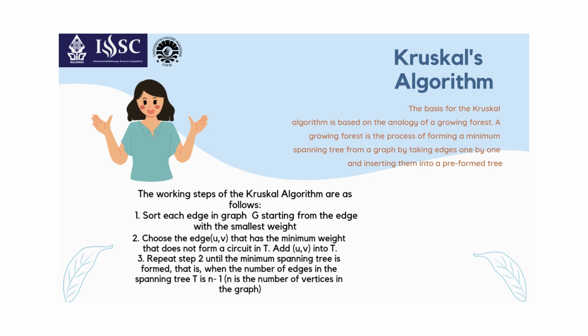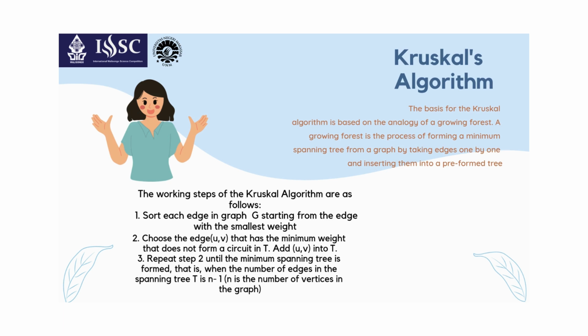The working steps of the classical algorithm are: first, sort each edge in graph G starting from the edge with the smallest weight. Second, choose the edge (U, V) that has the minimum weight and does not form a circuit in T. Add (U, V) into T. And the last, repeat step 2 until the minimum spanning tree is formed. That is when the number of edges in the spanning tree T is n-1, where n is the number of vertices in the graph.